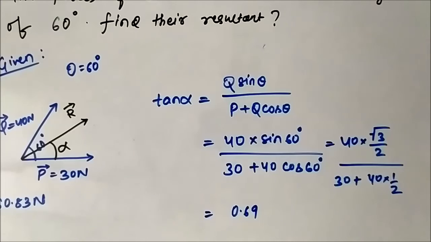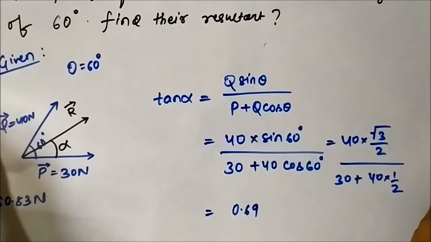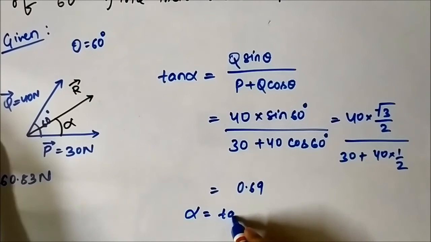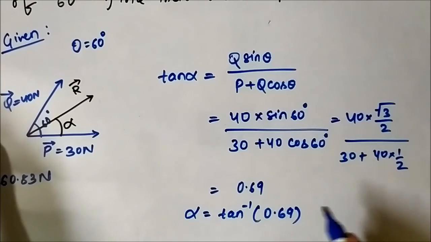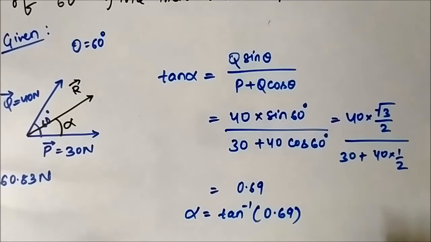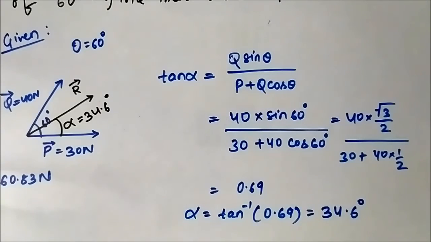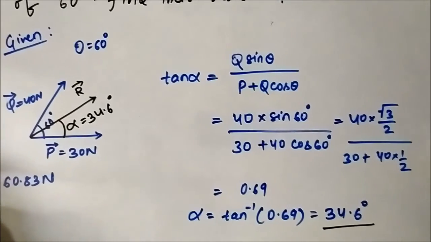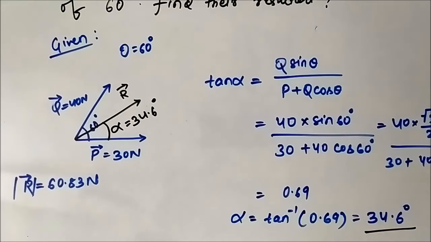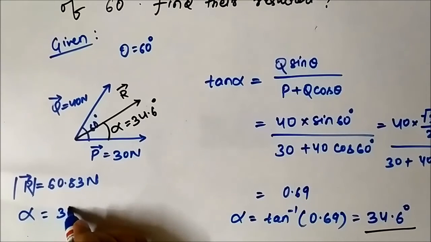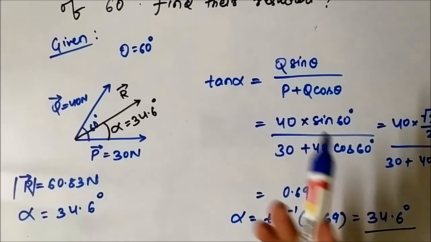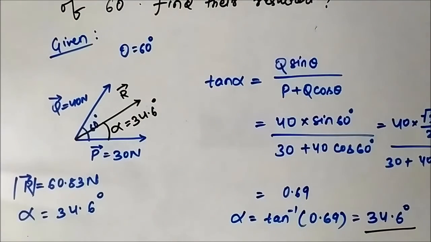Tan alpha is coming to 0.69. Tan alpha is 0.69, so alpha will be tan inverse of 0.69. Again we have to use the calculator. Tan inverse of 0.69 is 34.6 degrees. So alpha is 34.6 degrees. Our magnitude is 60.83 Newton and alpha, the direction, is equal to 34.6 degrees. So this is the first part of this question.